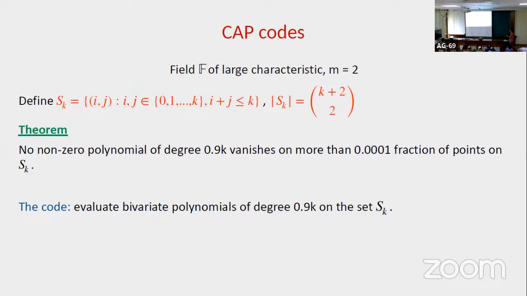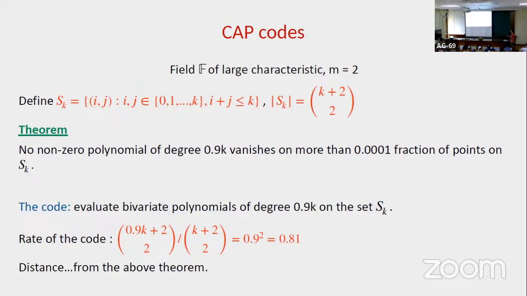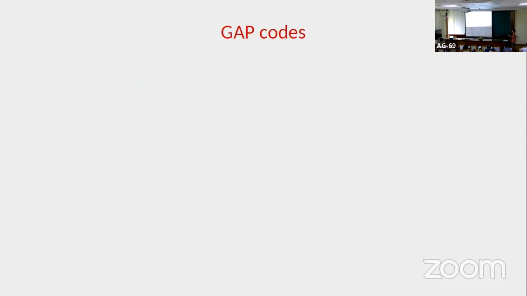So the code is just we will take bivariate polynomials of degree 0.9k, evaluate it on the set Sk, and the rate of the code is 0.81 if you do the calculations, and the distance will be from the statement that I had here, which is incorrect. Okay, let's move on to gap codes.